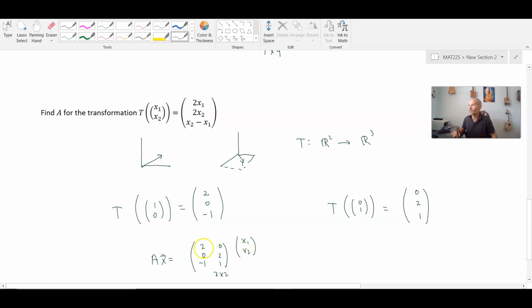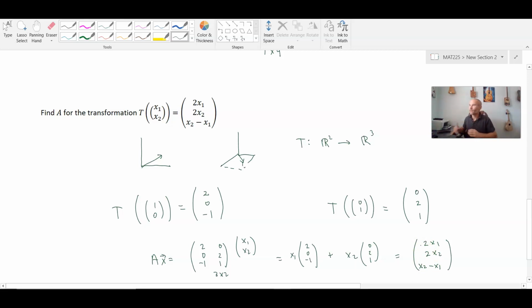So let's see what happens here. So x1 is going to scale the first column, which will give us x1 times 2, 0, negative 1, plus x2 times the second column, which is 0, 2, and 1. Now if we add that together, in the top, we'll have 2x1 plus 0x2, which is just 2x1. In the middle component, we'll have x1 times 0 plus 2 times x2, which is just 2x2. So far, so good. And in the bottom component, we have negative 1x1 plus 1x2, which is really just x2 minus x1. And so we have successfully conducted that transformation.